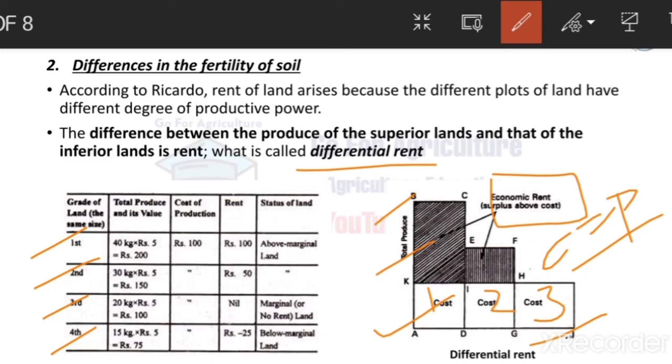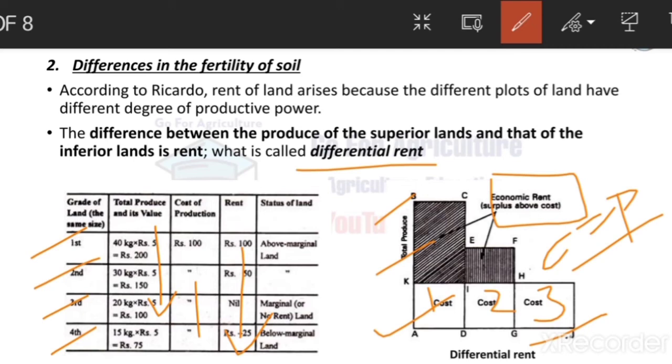Since the value is decreasing and the cost of production is the same, the rent also goes on decreasing, because rent depends on value. If the value is more, the rent will be more; if the value is less, the rent will be less. So this is what I want to say. So this is differential rent.